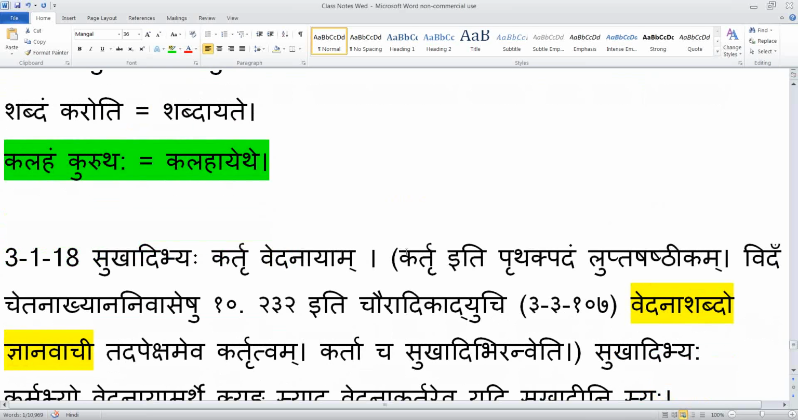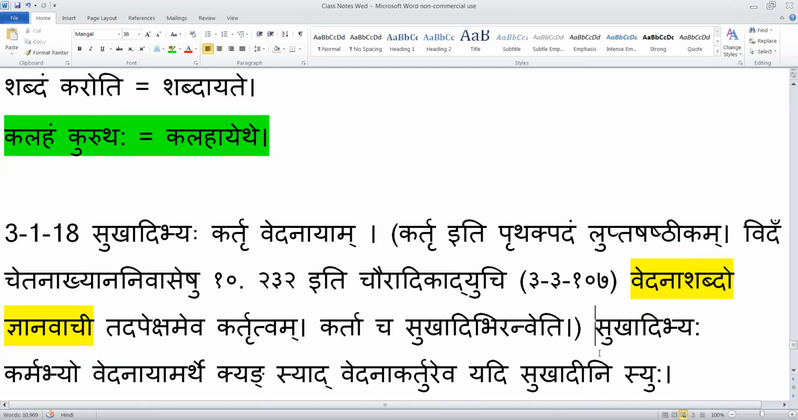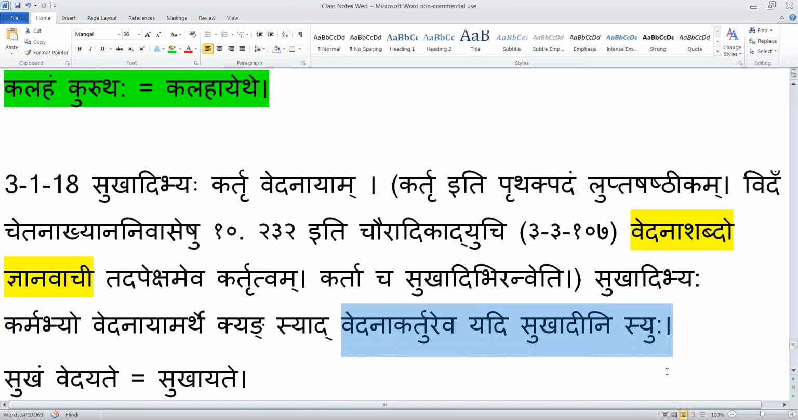Vida chetana akhyana nivaseshu iti churadikad nyuchi, vedana shabdo jnanavachi, tadapeksham eva kartuttam. One who experiences that, so experiencing happiness etc. in that meaning. And karta cha sukhadibhir anveti, so it means experience for himself. Experiences happiness himself, not somebody else's happiness. Sukhadibhyaha karmabhyaha, vedanayam arthe kyang syat, vedana kartuhu kartureva yadi sukhadini syuhu. So sukham vedayate, a churadigana verb.